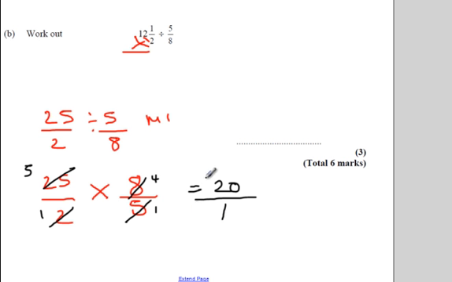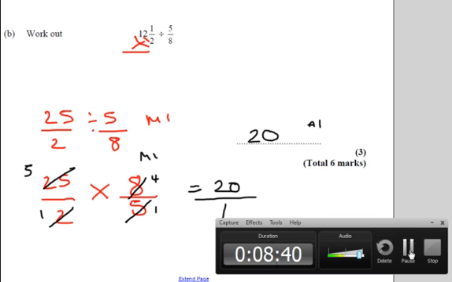So my answer is 20 over 1, so I'm going to write 20 on my answer mark, and I've got a method mark here, and an answer mark here. Fantastic. So that's multiplying, dividing, improper fraction, answer.